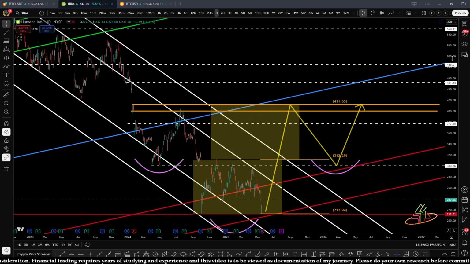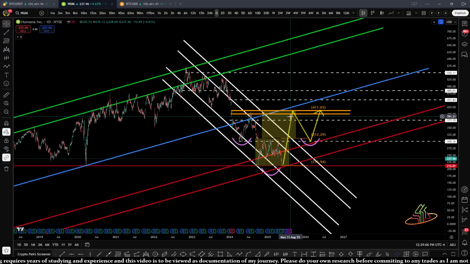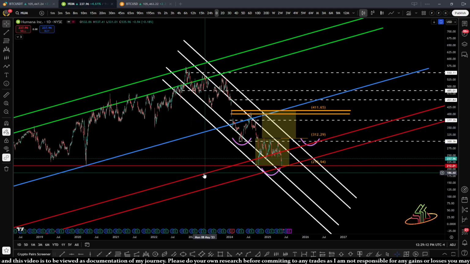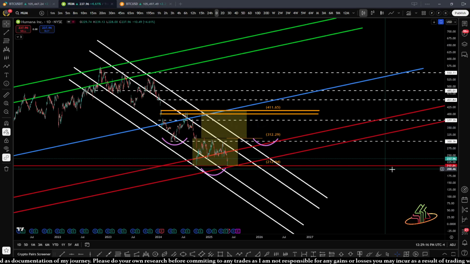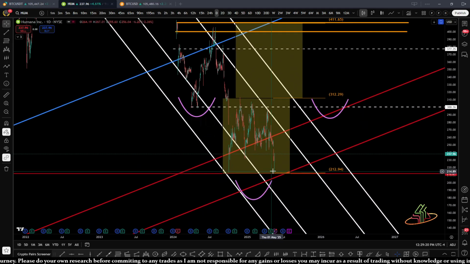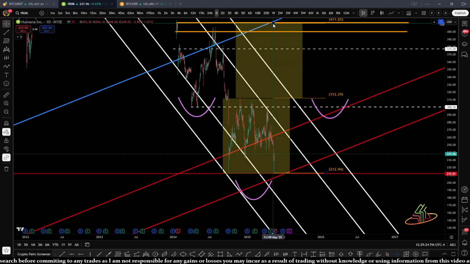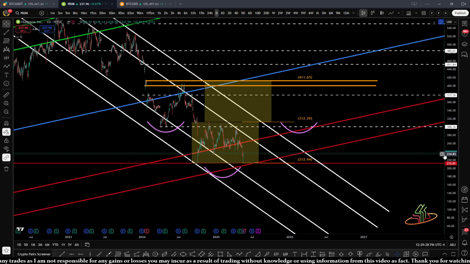All right. So again, we're always looking for where we came from and back to where we're possibly going. So where did we come from? We got this double bottom here, boom, boom. So we should be looking for this move right here to the upside.